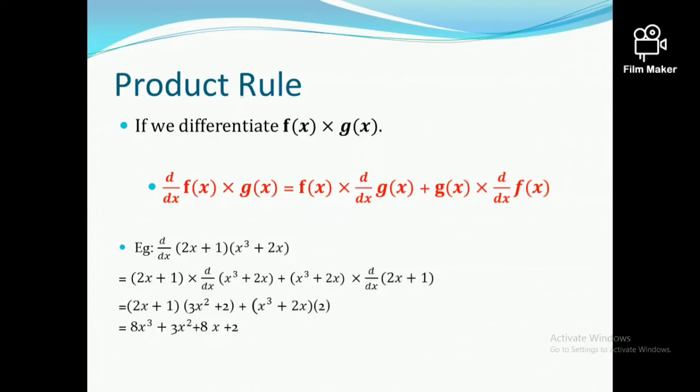But under certain circumstances, by expanding, you may not be able to find the differentiation for the final answer if there's a product between two different functions. For example, if one function is a trigonometric function and another function is a polynomial, for example, sin x into x squared plus 5. Though you expand the brackets, you cannot use the usual differentiation formula to get the answer for this question. For such a situation, we use this technique called the product rule.